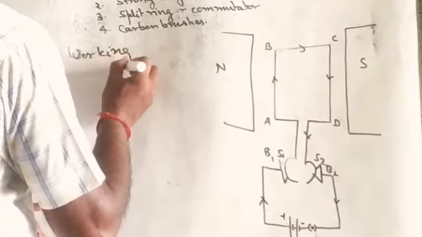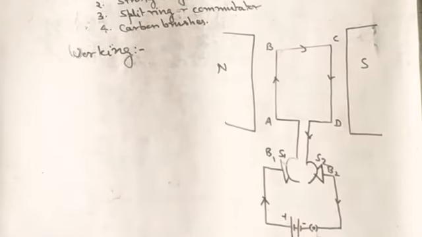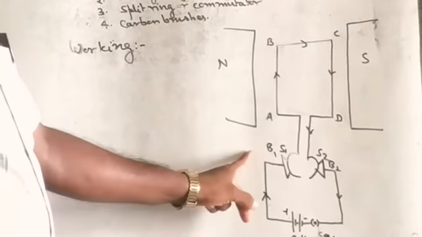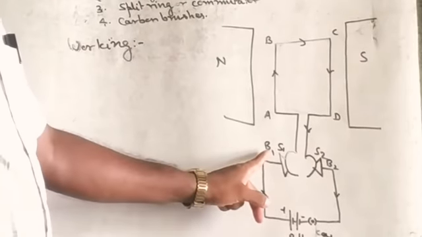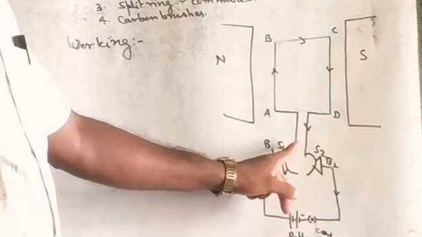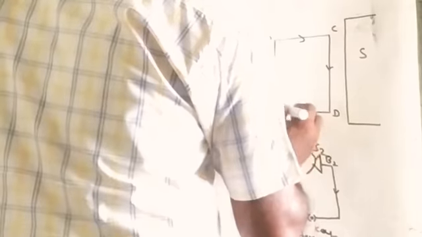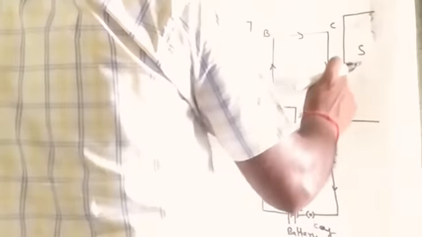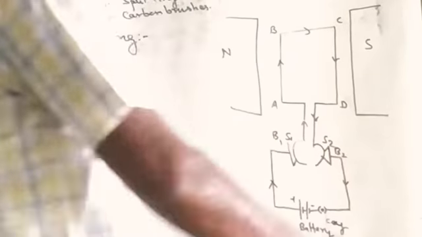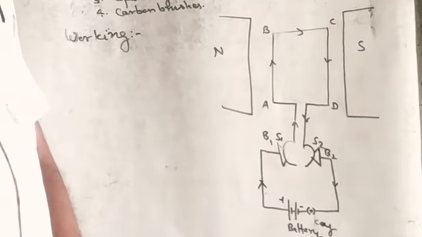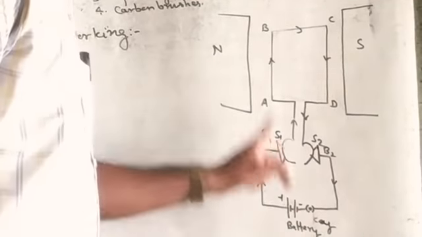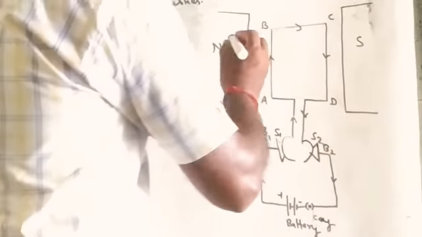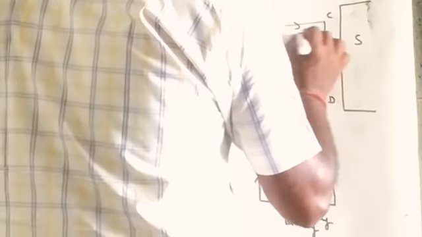Working. See, when I make the circuit close, then electric current passes through B1, S1, through armature coil A, B, C, D, and in this way it is coming here. Clear? When electric current passes through them, then you see here, this is the magnetic field due to permanent magnets.